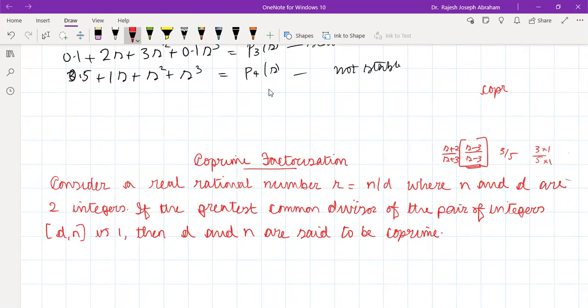Are you getting my point? Yes, sir. Okay, so co-primeness will ensure that your transfer function does not have any hidden unstable poles or cancellation. That's the purpose of co-prime factorization.